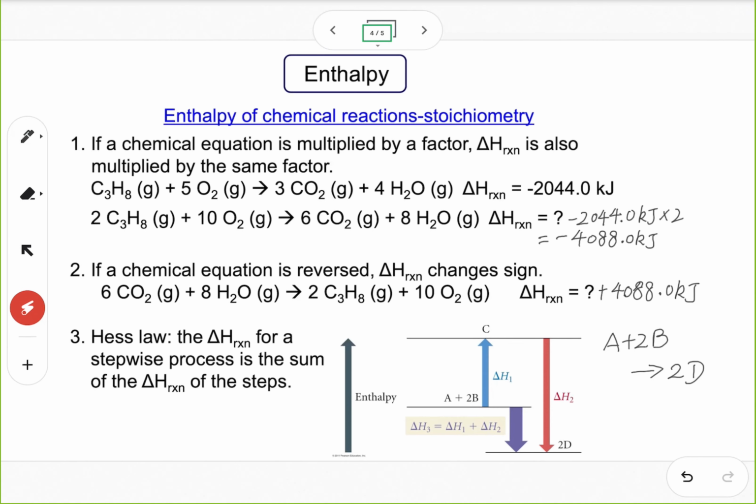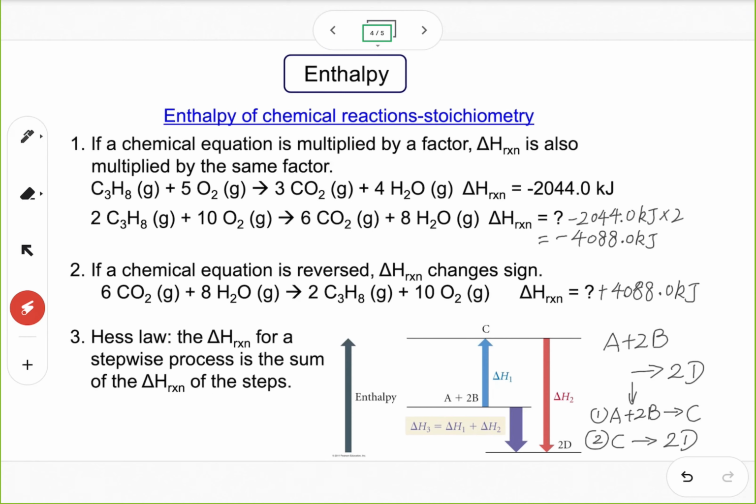The first one is A plus 2 equivalents of B, it generates 1 equivalent of C. The second step is 1 equivalent of C decomposes to generate 2 equivalents of D. All right, so this is a stepwise process. Then what Hess's law says here is the delta H reaction associated with this overall reaction equals the sum of the delta H reactions of the two steps.